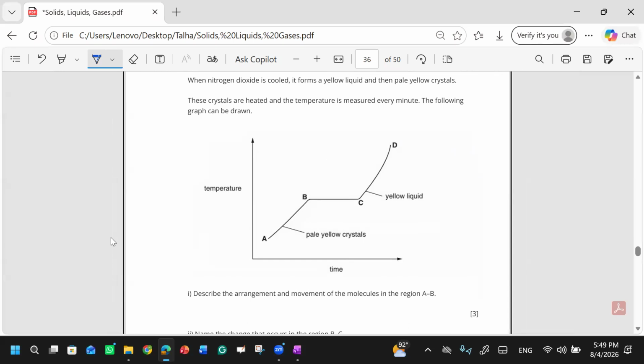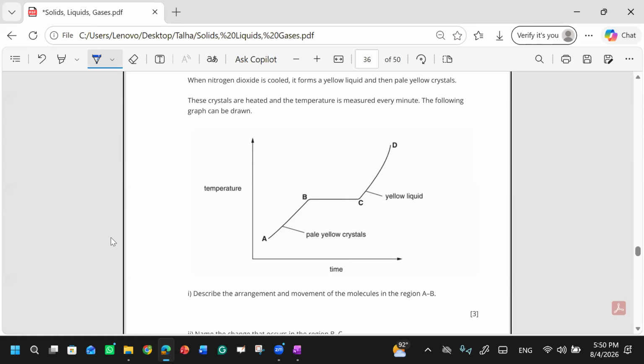So, what's it called? It's like when going from A to B, as the time increases, the temperature increases. So from A to B, the pale yellow crystals are gaining heat. The temperature is getting higher from A to B.